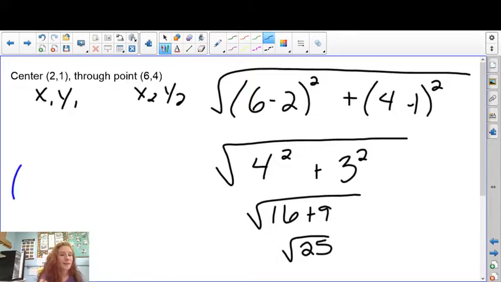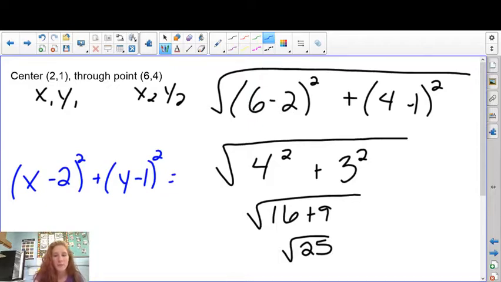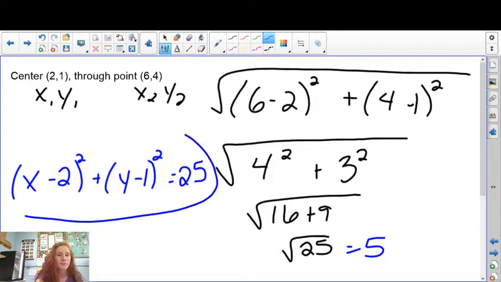So I have x minus 2 squared plus y minus 1 squared. Square root of 25 is 5. So my radius squared is 25.